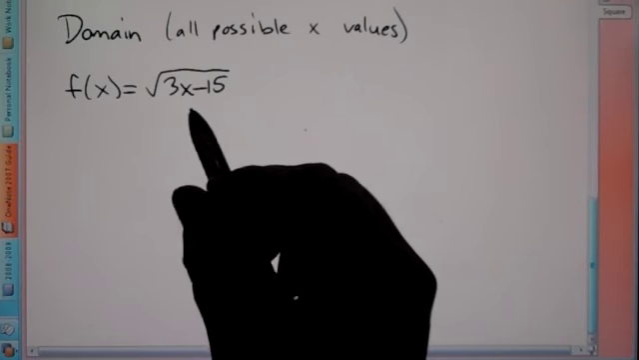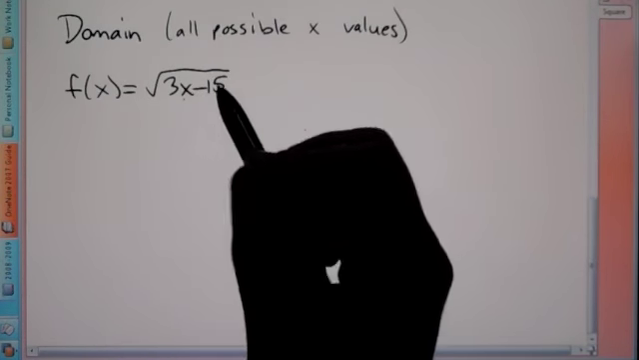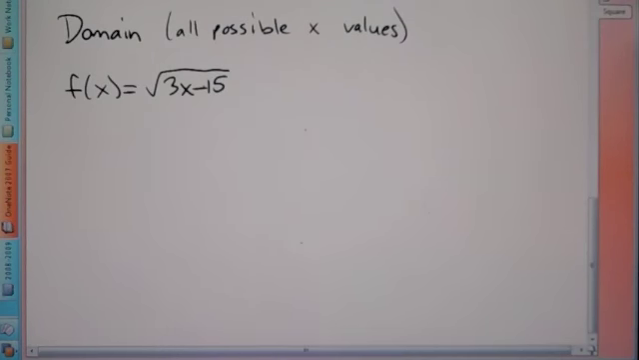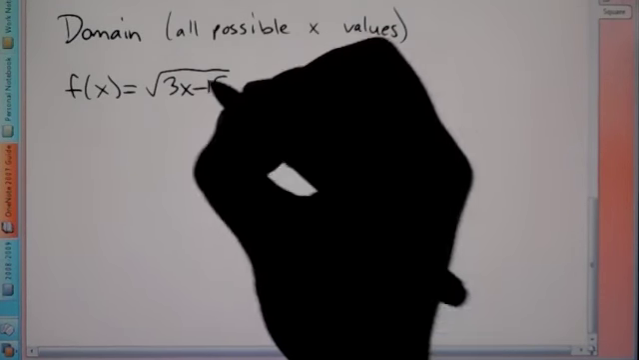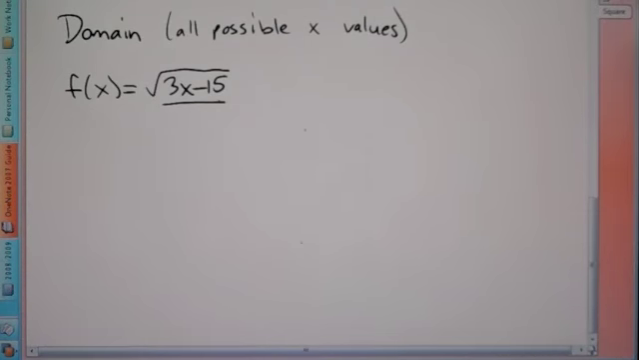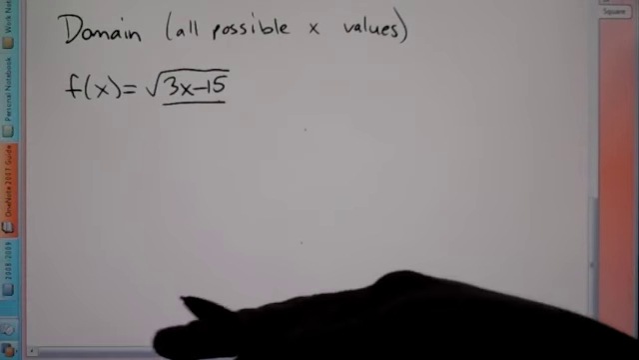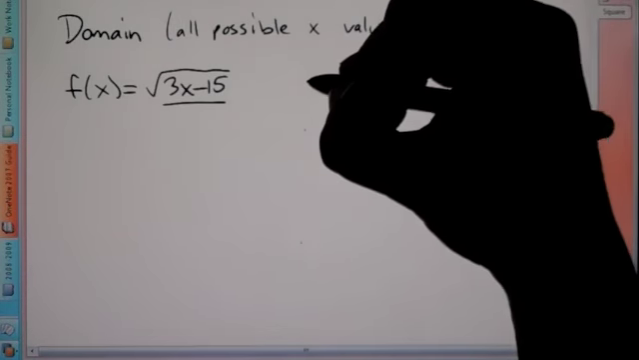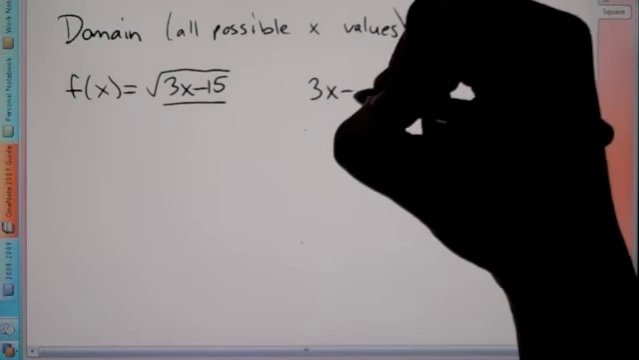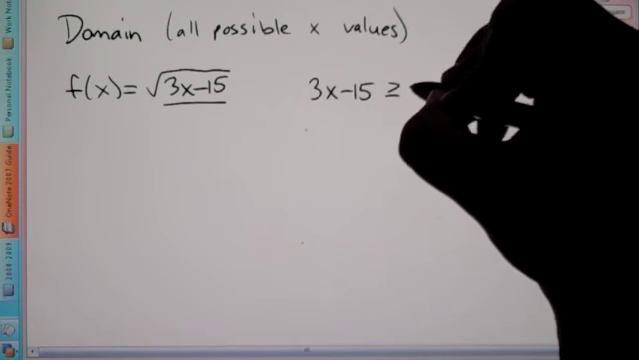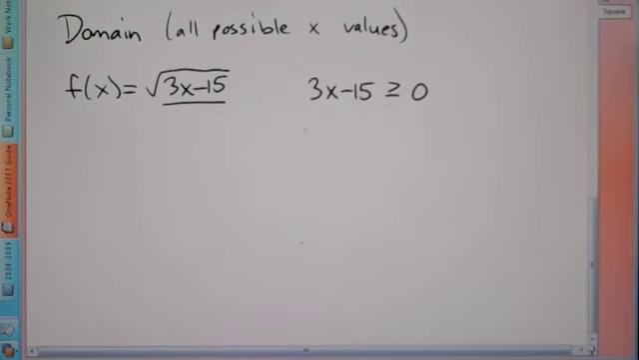Well, we know that you cannot have a negative underneath the root. So since we can't have a negative underneath the root, the smallest number that this whole thing can equal would be 0. Now it can equal anything greater than that too. So what we're going to do is take this inside and say this has to be anything greater than or equal to 0.